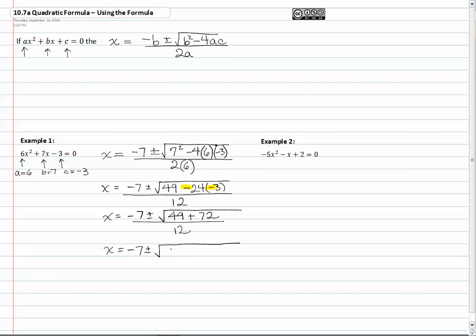So 49 plus 72 is 121, all over 12. And 121, if we take the square root of that value, it's actually 11 times 11. So let's rewrite this as 11 squared. And if we take the square root of 11 squared, we're just going to have 11. So I'll write that in the next step.